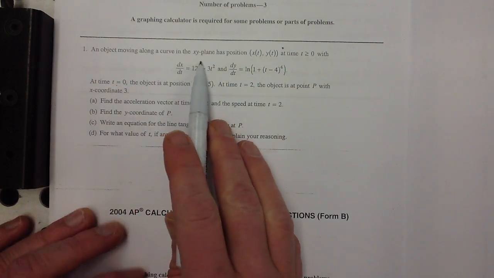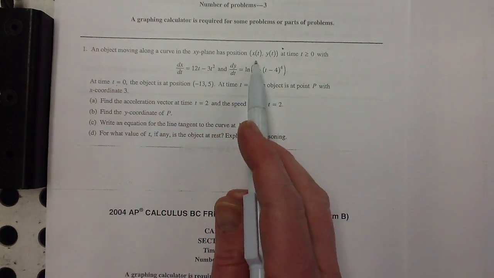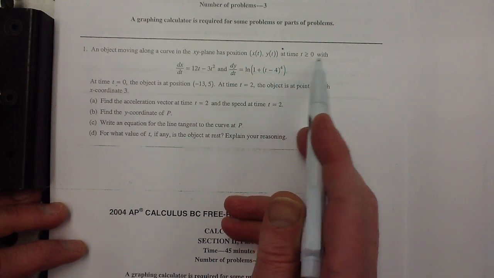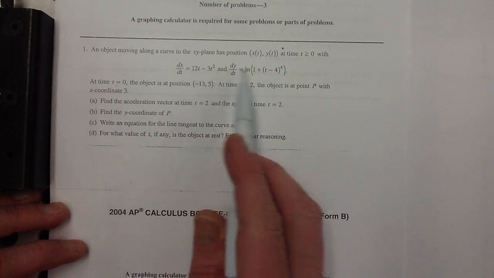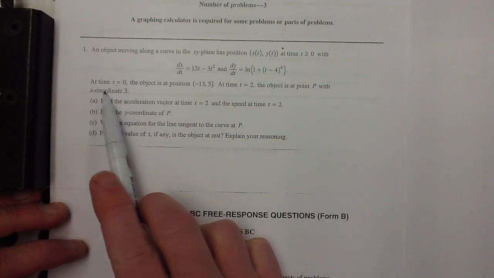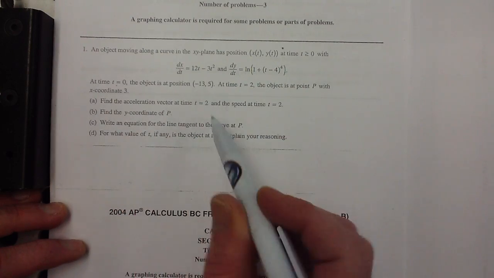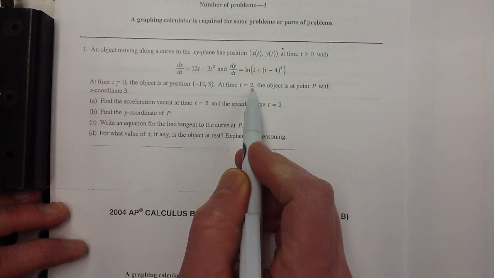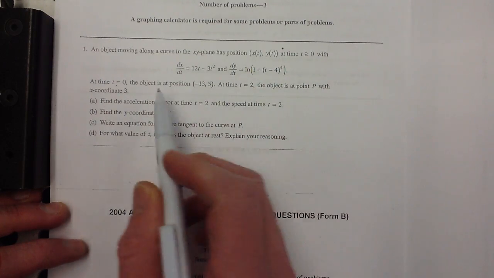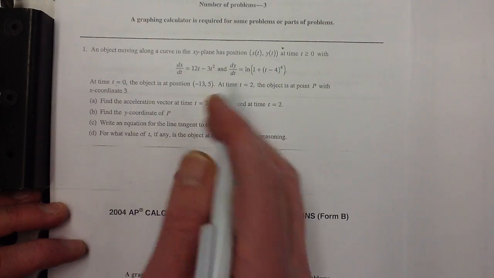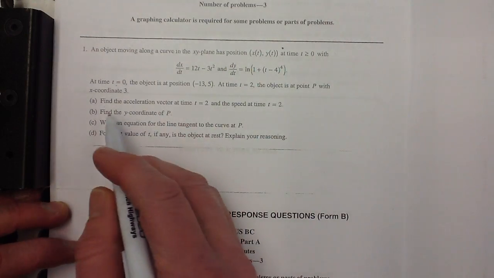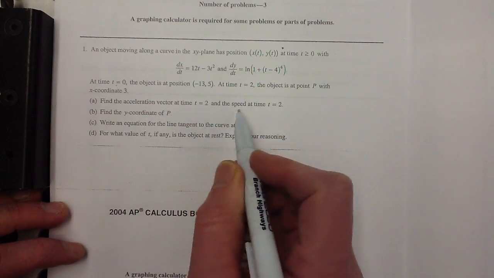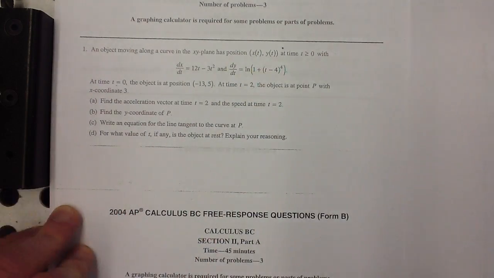An object moving along a curve in the xy plane has position x of t, y of t, and a time t greater than or equal to 0. These are the derivatives, so these are the velocities, x velocity, y velocity. At time t equals 0, the object is at this position, so that's its x coordinate and its y coordinate. At time t equals 2, the object is at point P with x coordinate 3, so 3 comma something we don't know. All right, find the acceleration vector at time t equals 2 and the speed at time t equals 0.